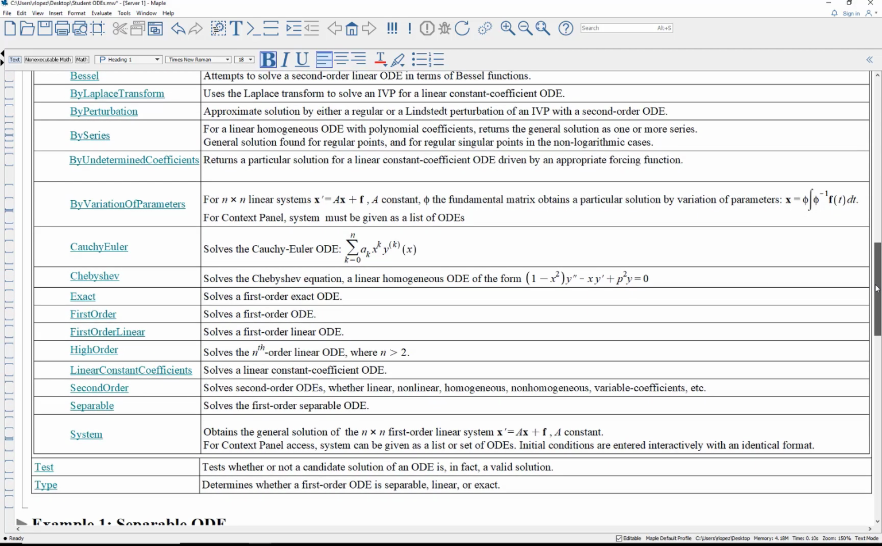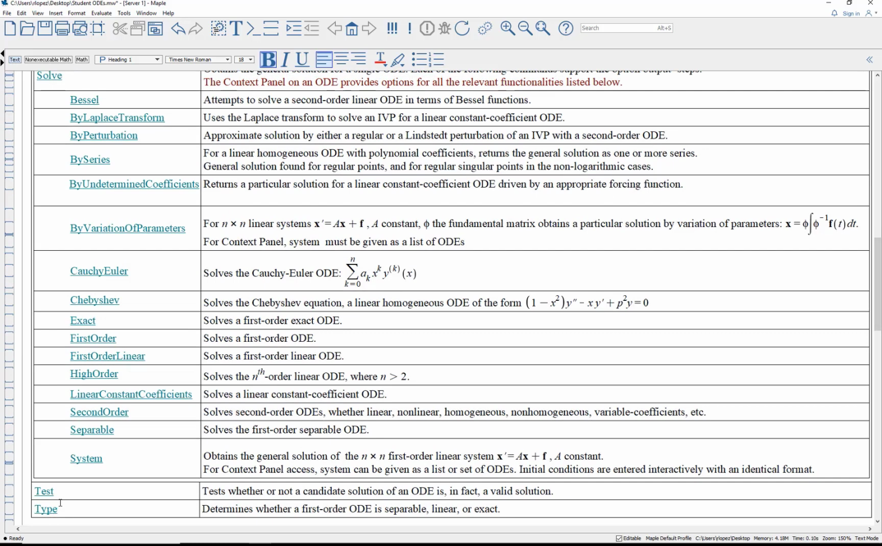The final two commands that you have access to are test and type. Now, these were available outside the package in earlier versions. Test is the ODE test to see if something that you think is a solution satisfies the equation. Type is the command that tells you what kind of equation you have. But here it's determining whether an ODE is separable, linear, or exact.